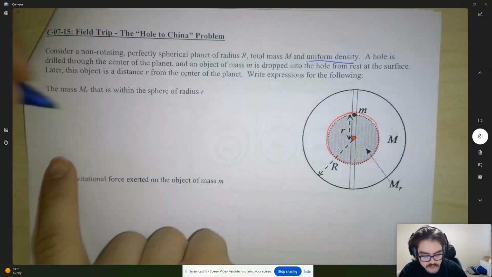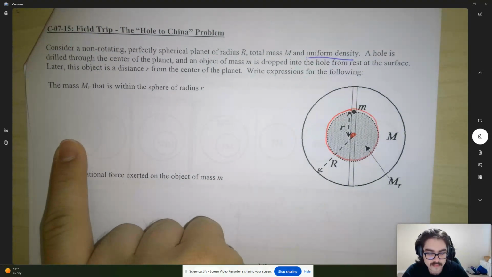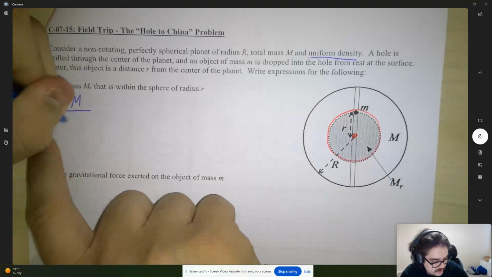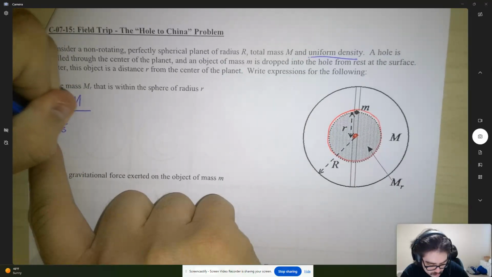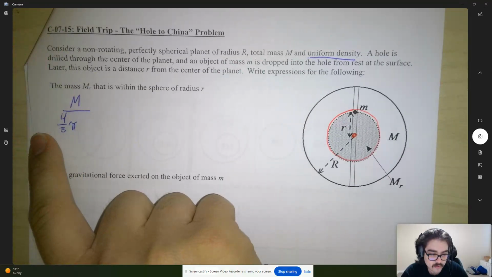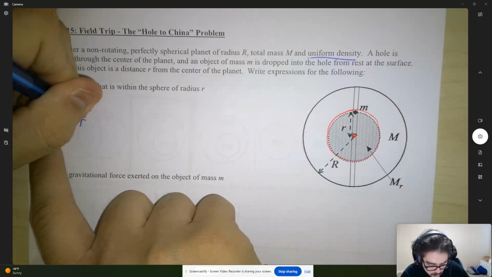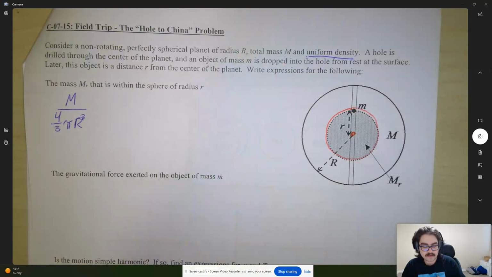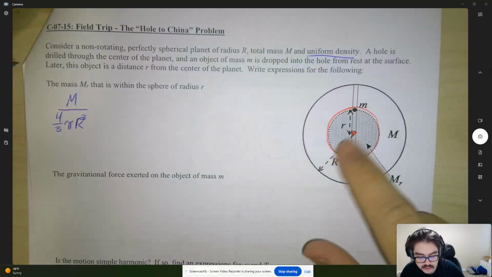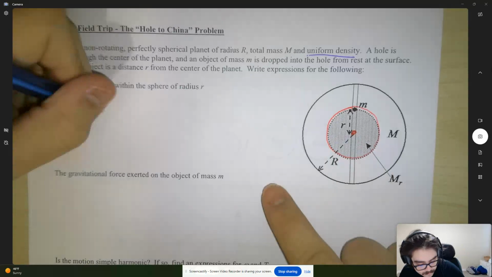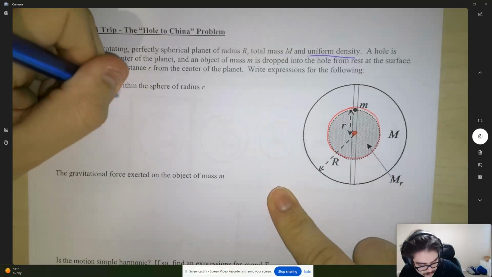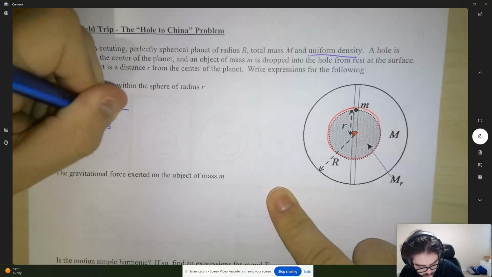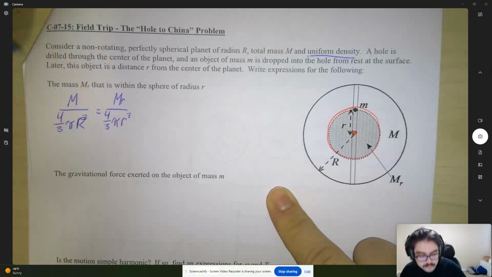So really what I can do is write a ratio for the volumes and the masses. If in the sphere of radius capital R, 4/3 pi R cubed, I'm doing a mass to volume ratio, for the whole sphere, then it should be the same. It should be proportional to the amount of mass that's just within the sphere of radius little r.